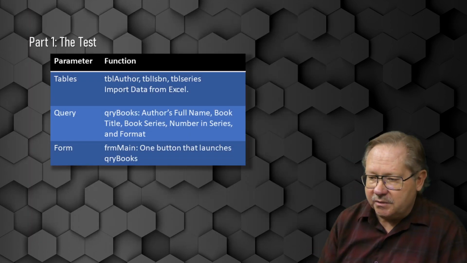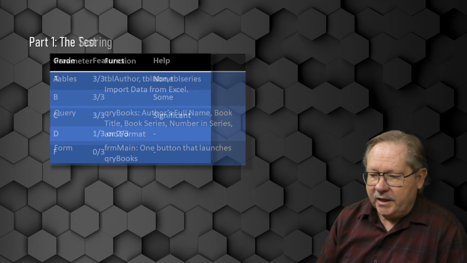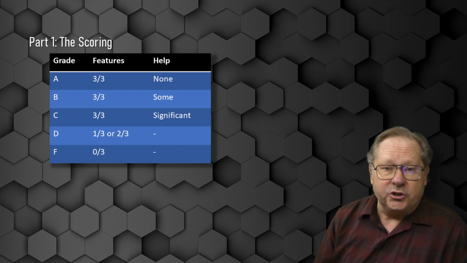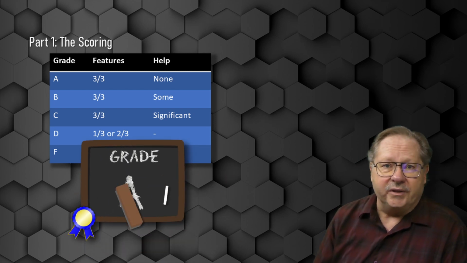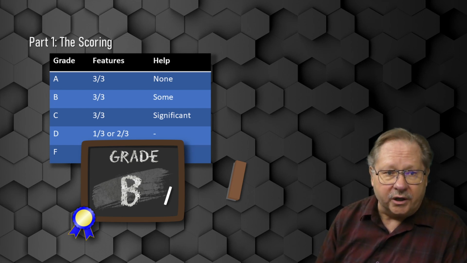We wanted to build three tables. We want to write a query. We want to build a form. And so the grading, obviously, part A. Should we give it an A? No, I don't think so. It did not need no help. Definitely needed more help than nothing.